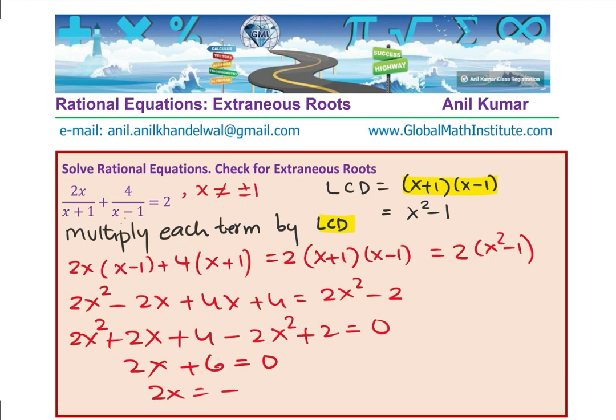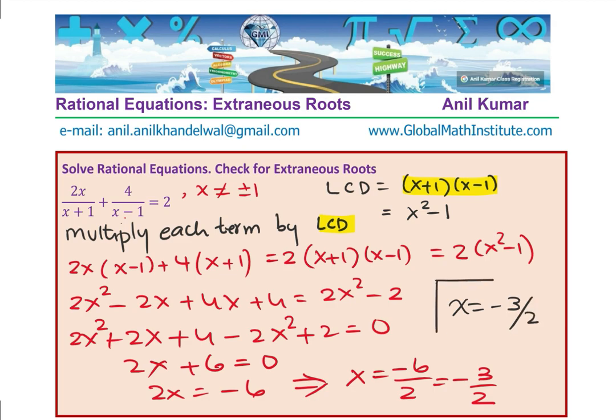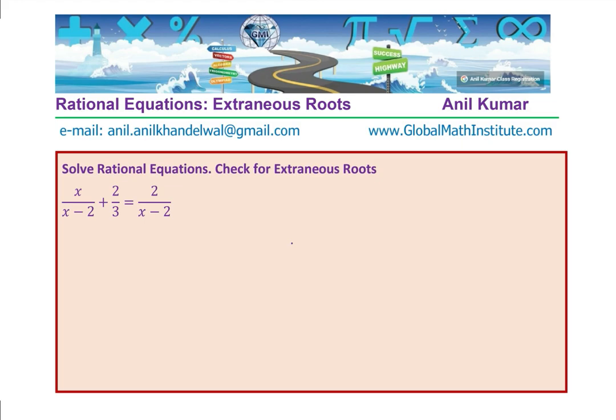2x equals minus 6, and that implies that x equals minus 6 by 2, which is minus 3 by 2. Okay? So minus 3 by 2 is not a restriction, and that becomes a solution, right? So in this case also we have a solution which is x equals minus 3 by 2. Perfect? Okay, so we have a solution for this. Now let's look into question number 4.